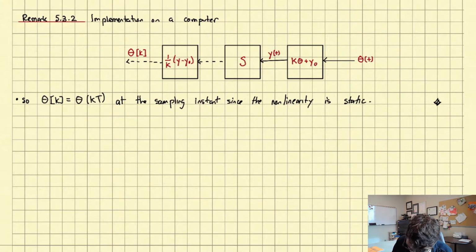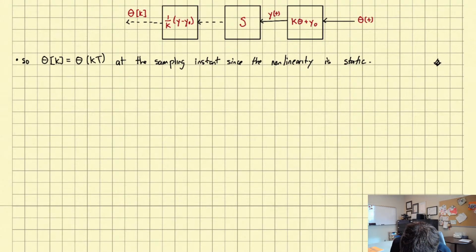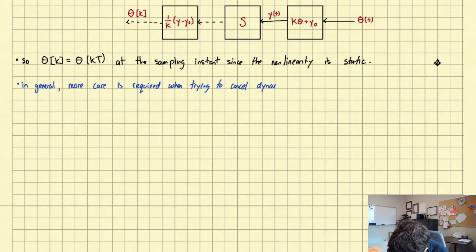Okay, so in general, just make a comment here. In general, more care is required when trying to cancel dynamic nonlinearities.